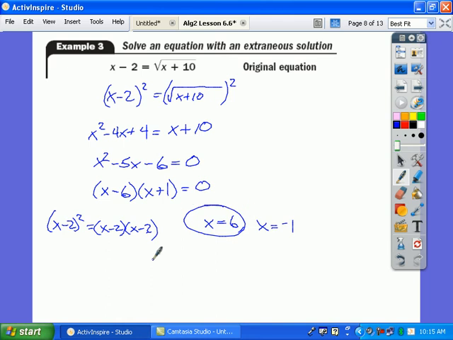If I plug in negative 1, I get negative 3 over here. And negative 1 plus 10 is 9. Square root of 9 is positive 3. So I get negative 3 on one side equals positive 3 on the other side. And so this solution is extraneous. Okay?